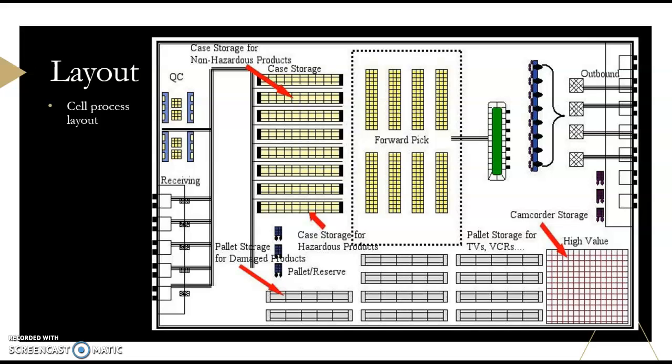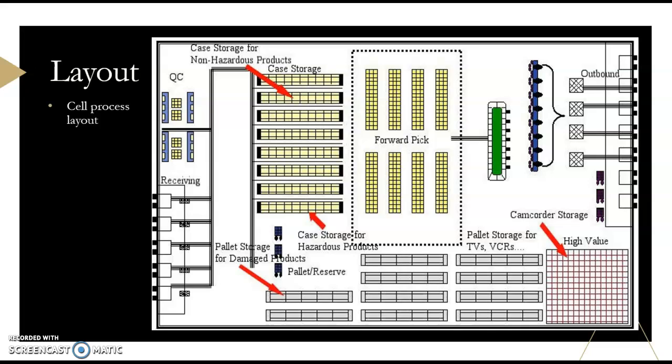So this next one here, I will admit that I did not draw it out, but I found this one. This is the best layout of a cell process system for a distribution center. Now, at first I thought for sure it was a line process, but a cell process layout combines the efficiency of the line layout with the flexibility of the functional layout.